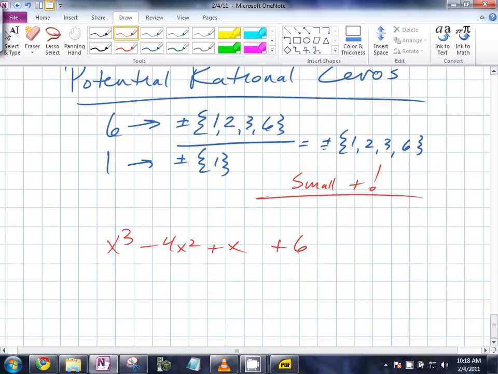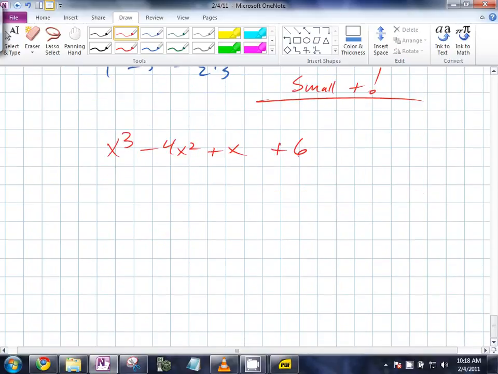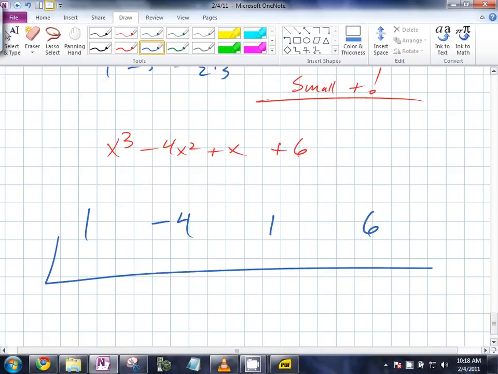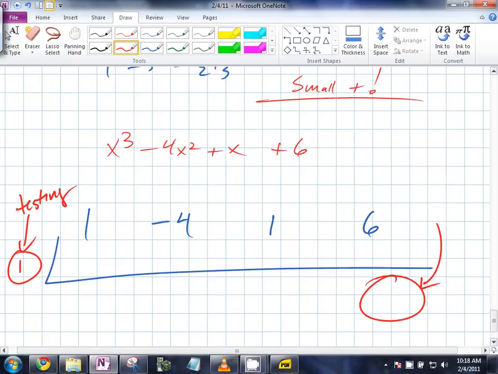1. Always start with 1, okay? That's the number you're testing. And the number you end up with, what number do you end up with right there? That's the polynomial evaluated at 1. You drop down the leading coefficient, and what do you do now? You multiply. Multiply by 1, and you get? You add, and you get? Multiply by 1, and you get? Add, and you get?